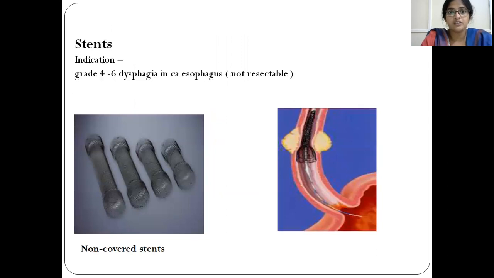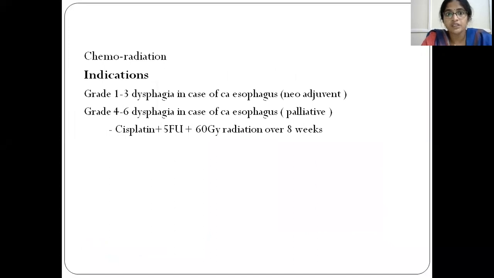Stent indication is carcinoma esophagus. It gives palliative support only, not a full cure. If the patient is having carcinoma esophagus, he is unable to swallow. So then we have to put the stent, and we'll increase the lifespan of the patient. Chemoradiation indication is also carcinoma esophagus.